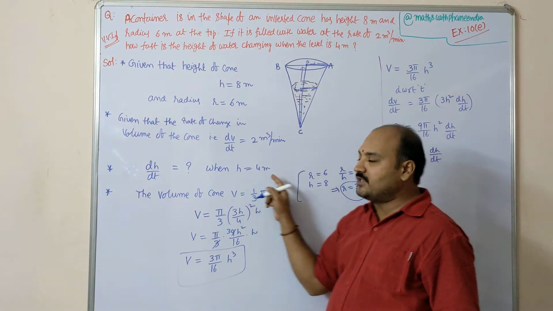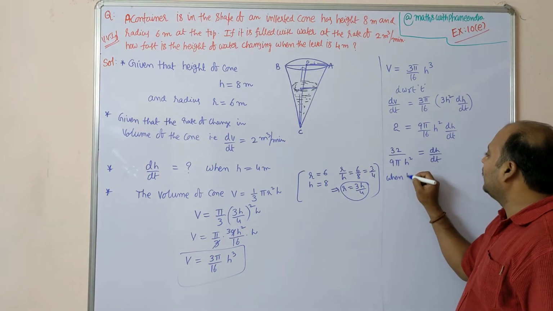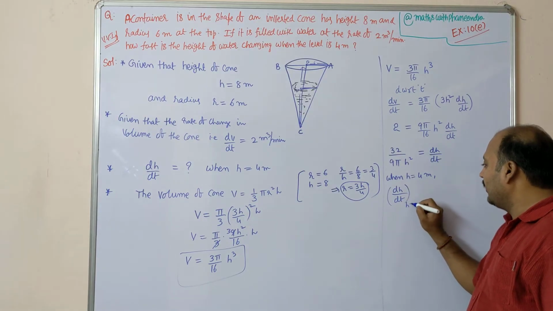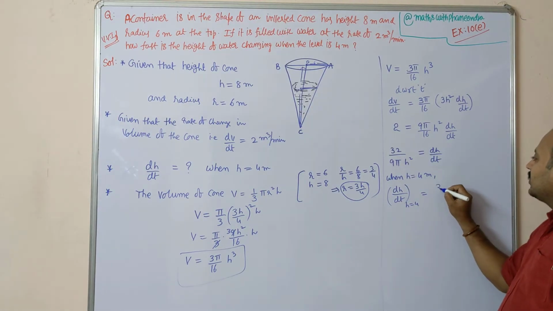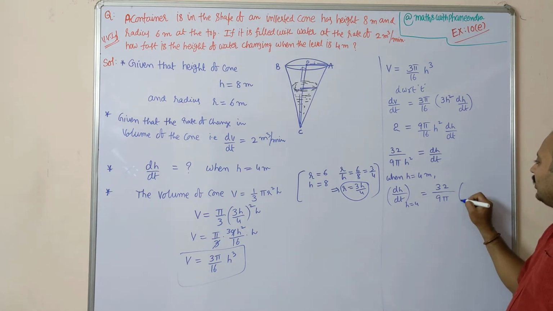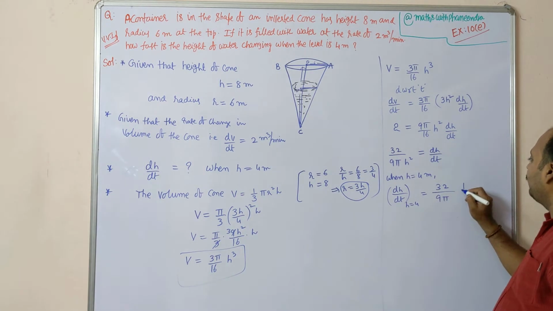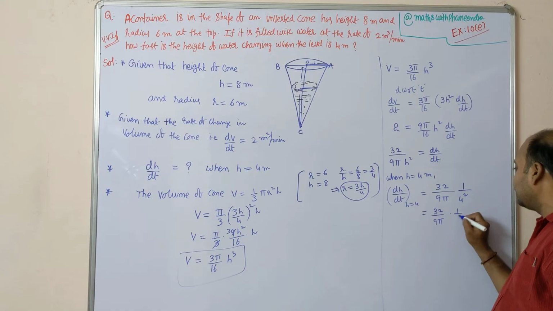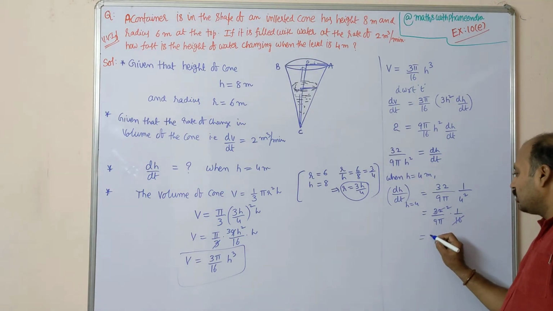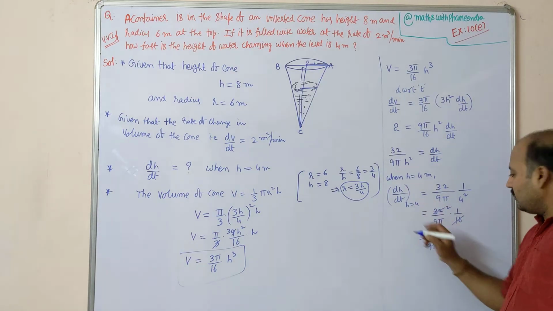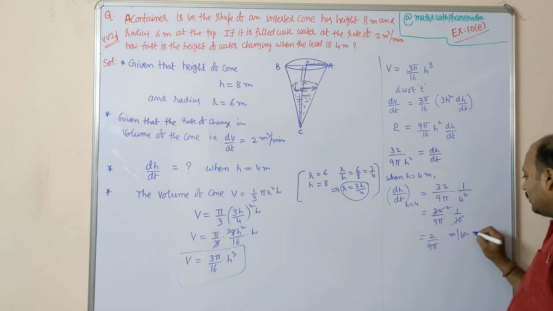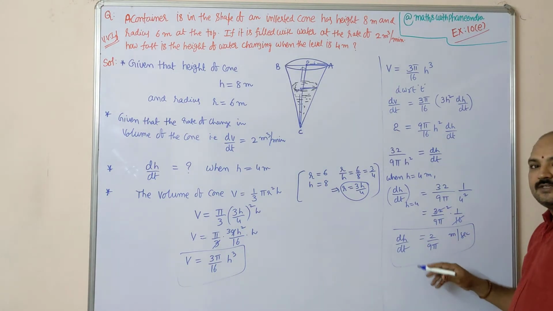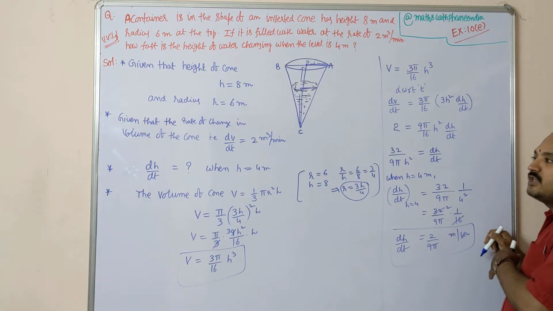When h is equal to 4 meters, substitute here: dh by dt equals 32 divided by 9 pi into 1 by 4 squared. 4 squared means 16 only, no? 32 by 9 pi into 1 by 16. 16 ones are 16, 16 twos are 32. So 2 by 9 pi. This is height, so the unit is meters per second. Therefore the rate of change of height of the water level is dh by dt equals 2 by 9 pi meters per second.